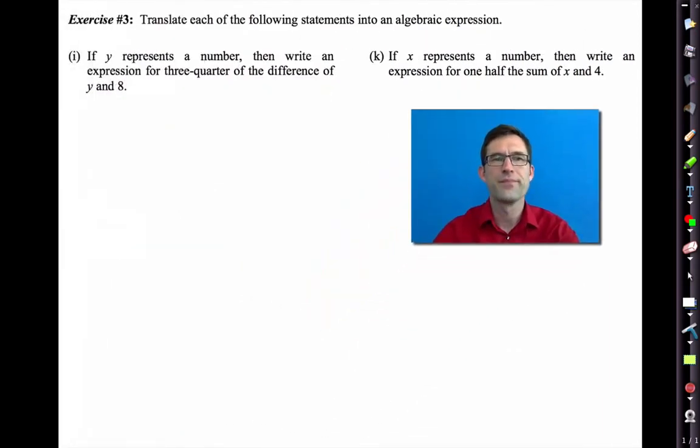All right, 2 more. Translate each of the following statements into algebraic expressions. Again, I'd like you to pause the video right now if you haven't already tried letter I and letter K. You know, one wonders why I left the letter J out. Weird. Apparently I just don't like the letter J. Anyway, translate each of the following statements into algebraic expressions. All right, so pause the video and take a shot at it.